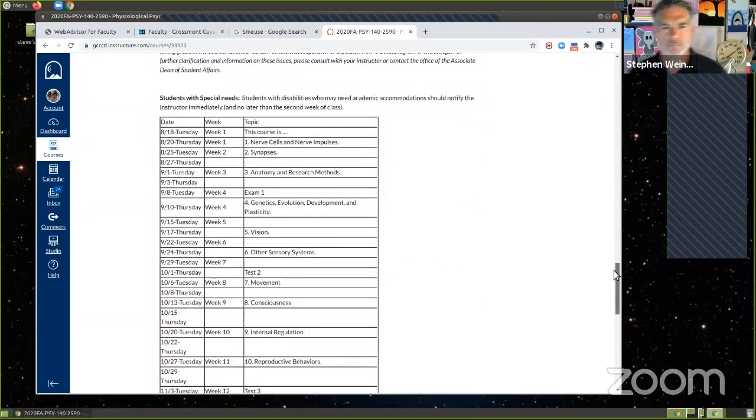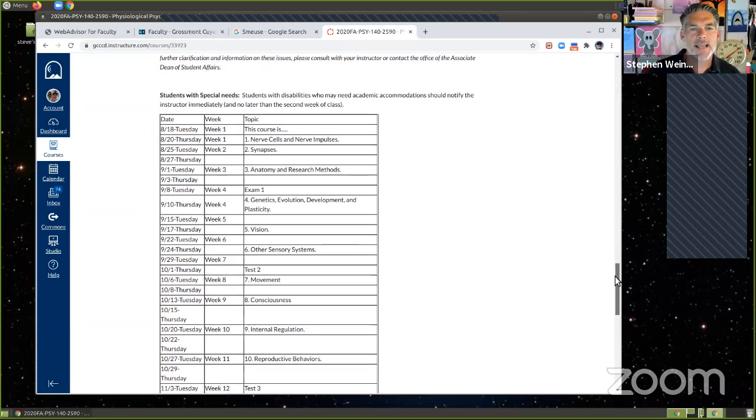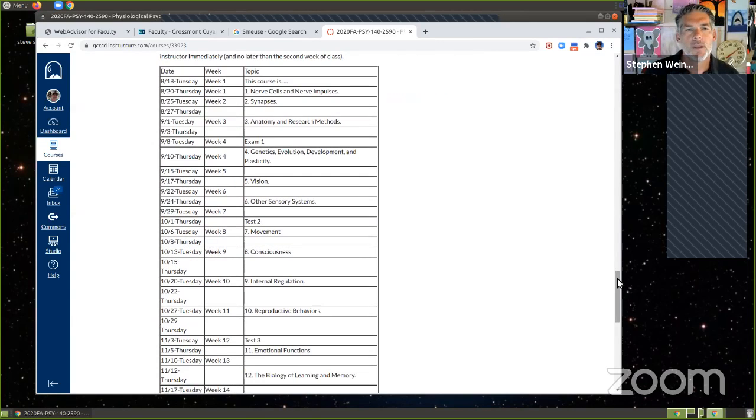So here is the calendar. The calendar will be at the top, probably starting tomorrow afternoon, of the Canvas page. So when you log in, there'll be a calendar. If we're having a Zoom, it will say Zoom, and probably have the link connected to it.